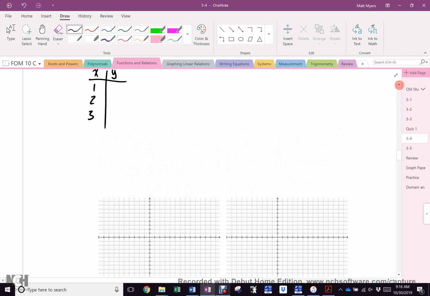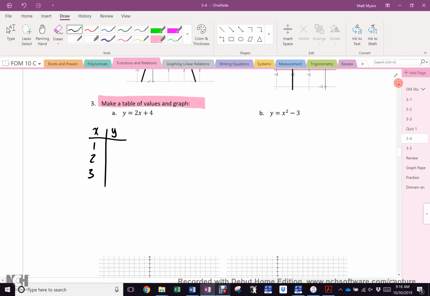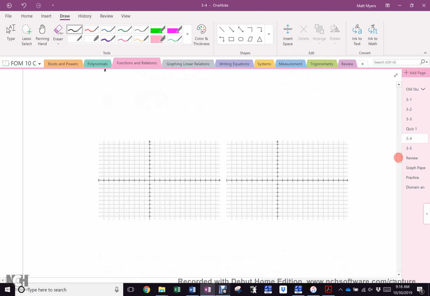Okay, so if I use 1, what are my Y values? 6, 8, 10. So let's put that on the graph. 1, 2, 3, 4, 5, 6. 2, 8, 3. Oh, I'm going to go off the graph. So what can I do? Because I need 3 points, don't I? Well, couldn't I just go down 2 and over 1? Because we know the pattern now, don't we?